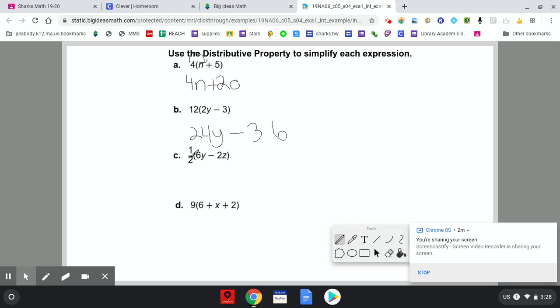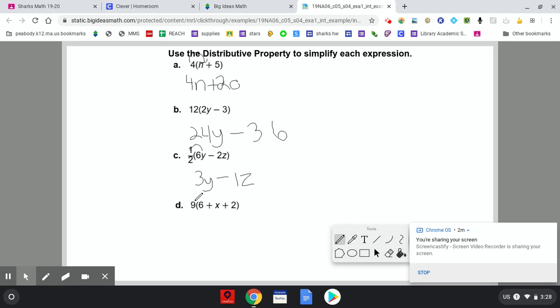For the next one, I'm going to do 1/2 times 6. 1/2 basically is the same exact thing as dividing by 2. So really, if I'm doing 1/2 times 6, it's really just 6 divided by 2, which is 3. And then it has a coefficient, so I'll put the letter next to it. Bring down my minus sign. And then 1/2 times 2 is really just 2 divided by 2, which is 1. And then put the variable next to it. So I have 3y minus 1z. If you have a coefficient of 1, you don't really have to write it. So you could just write 3y minus z, and that's the same exact thing.